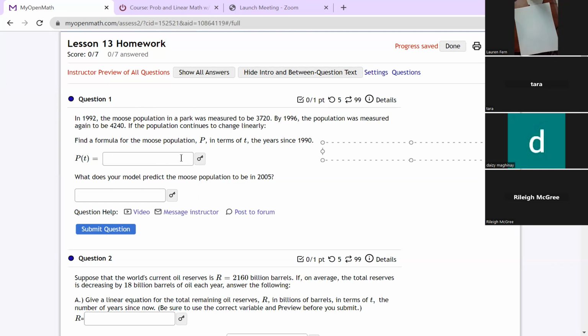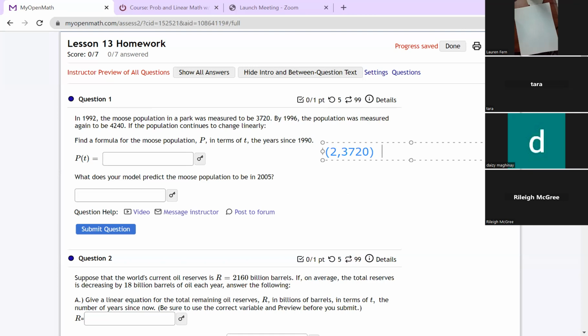So if we want to find a formula for the moose population, I claim in this first one, you're given 2 ordered pairs. The first ordered pair tells us what the population was in 1992. As an ordered pair, I would say that's 2, in my case, 3720. Why is it 2? Because 1992 is 2 years after 1990. Does that make sense? Right? They tell you how they want your T to be defined.